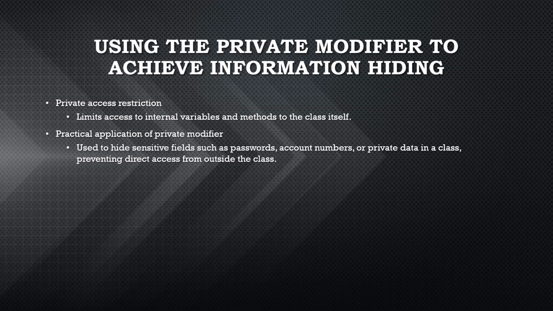The private modifier in Java is crucial for achieving information hiding by restricting access to a class's internal variables and methods, ensuring they can only be accessed within the class itself. This allows developers to keep sensitive data, like passwords or account numbers, securely hidden from external access. Just as the saying goes, not everything needs to be public. Private fields shield important information, maintaining control over how data is accessed and modified, a principle that safeguards the integrity and security of a system.